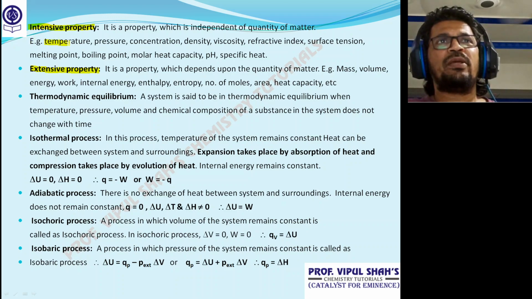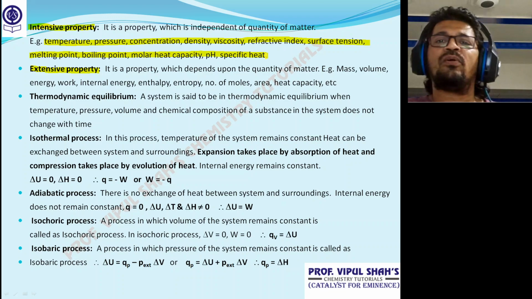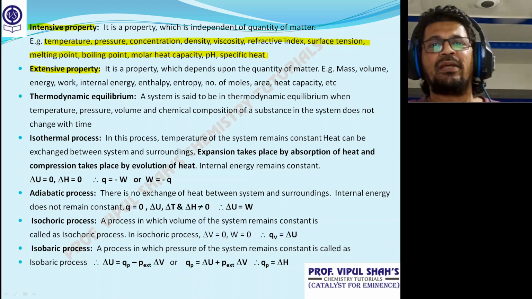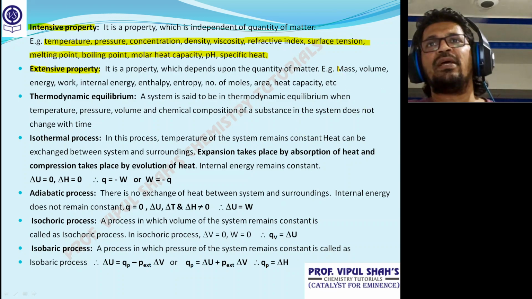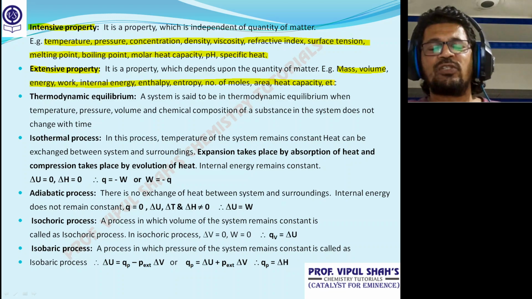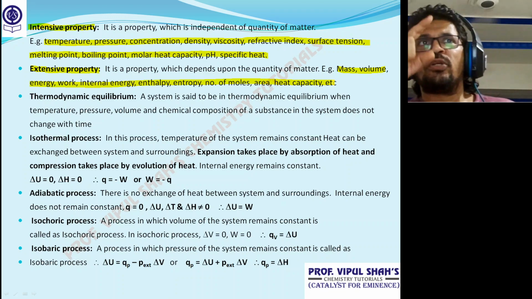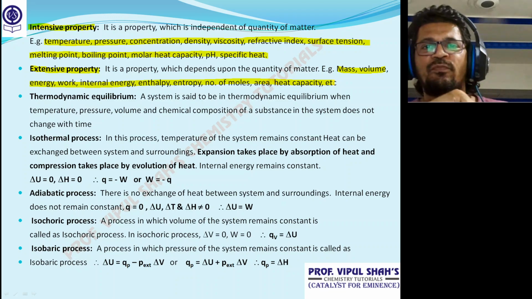Here are the examples. Intensive: temperature, pressure, concentration, density, viscosity, refractive index, surface tension, melting point, boiling point, molar heat capacity, pH of a given solution, specific heat. All these are intensive, because specific heat is only for 1 gram and molar heat capacity is for 1 mole of a substance. Extensive properties depend on the amount: mass, volume, energy, work, internal energy, enthalpy, entropy, area. All these are extensive properties. Just a shortcut to remember: the ratio of two extensive properties will always be an intensive property.